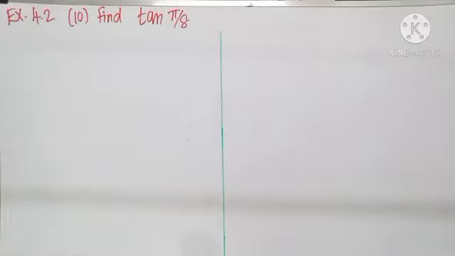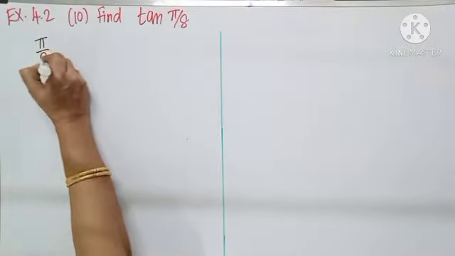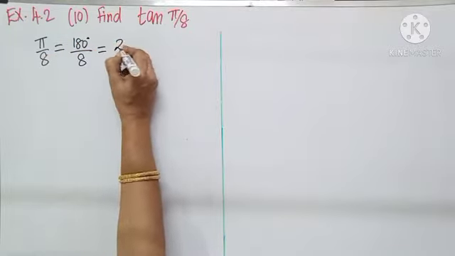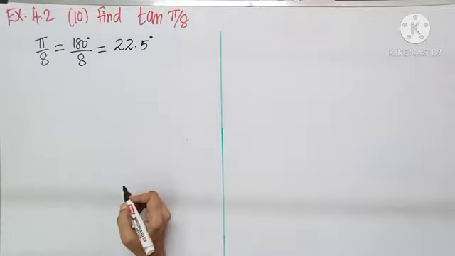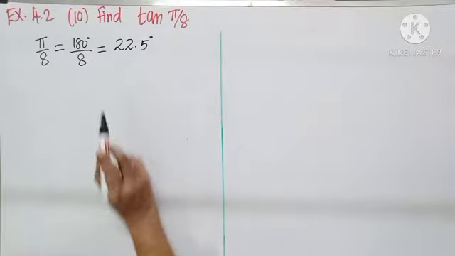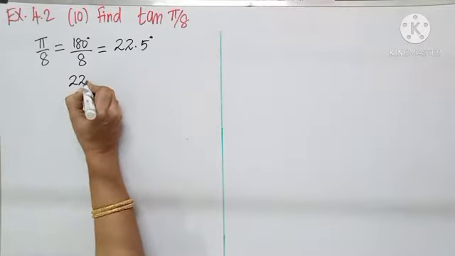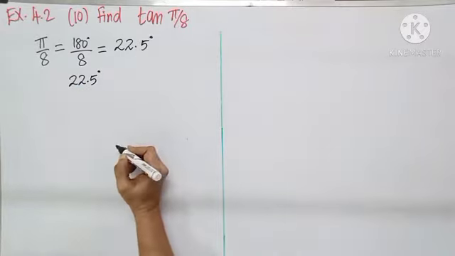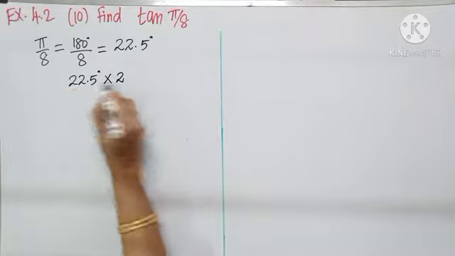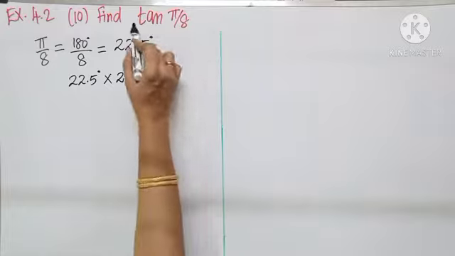Find tan pi by 8. First of all, let us find out what is pi by 8. Pi equals 180 degrees by 8 gives me, as I cancel, 22.5 degrees. Already we did tan 22.5 in some other problem. How shall we do it directly? Given 22.5, this is my requirement. Find out whether I know the second multiple or third multiple. If I multiply by 2, what is my answer? 45 degrees.